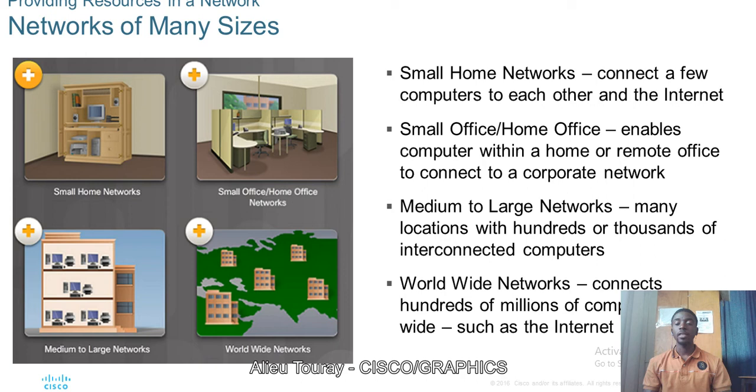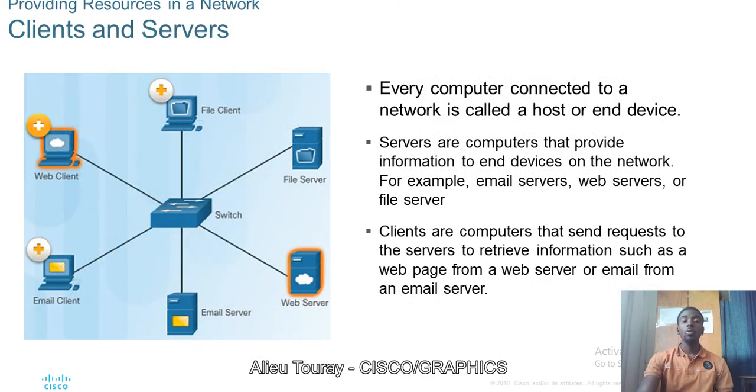You can also have a medium-sized network, a location with hundreds or thousands of interconnected computers. That is fine. You can have a medium network. And then we have the worldwide network. There's the WWW. This connects hundreds of millions of computers worldwide, such as the internet. So we have small networks, medium networks, large networks, and the internet. So the large network can even be the internet. So guys, networks come in different sizes. So we have two types of network connectivity. We have the client and server network and the peer-to-peer network.